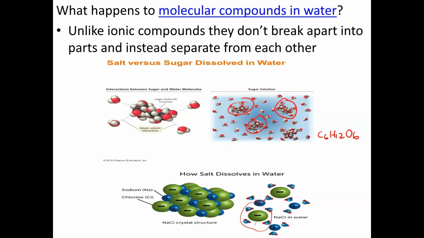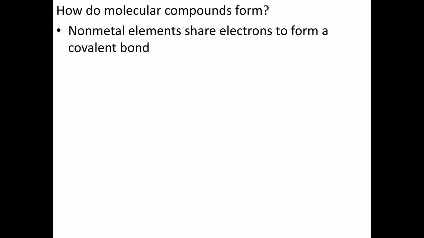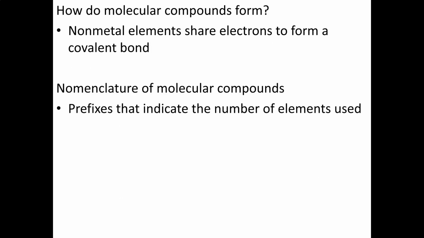They don't produce ions. What they produce instead are whole molecules that are separate from each other and to your eye are invisible, right? Because ions are invisible when they break apart from their ionic compound. Same thing with molecular compounds. They go invisible because they're dissolved in the water. So how do they form? Nonmetal elements share electrons to form a covalent bond. Nomenclature for molecular compounds is as follows.